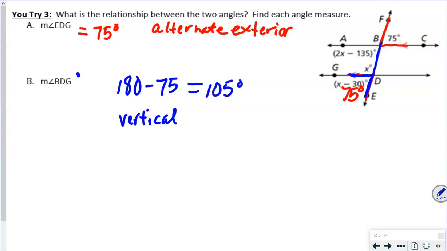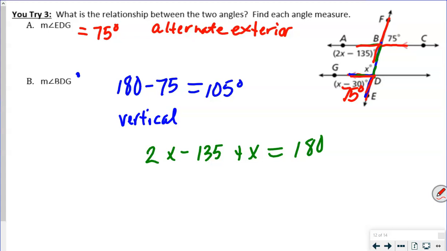Now there's a variety of ways of doing this again, right? So we could add together these two angles, this angle and this angle, right? And set them equal to 180 because, again, those are supplementary. So if we did that, 2x minus 135 plus x equals 180, right? We could do that. We could also have set this angle equal to that angle, right?